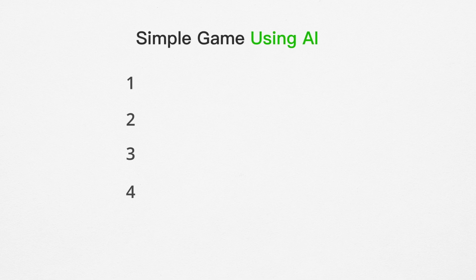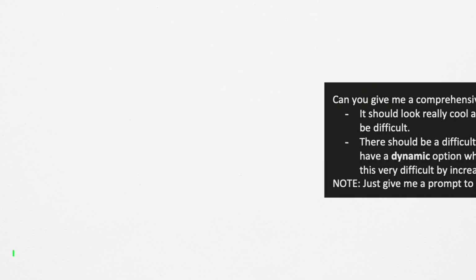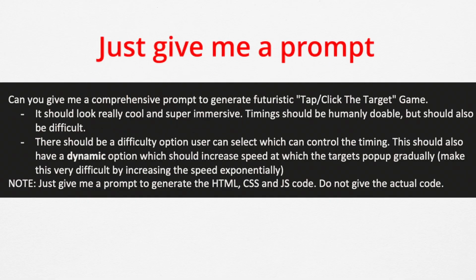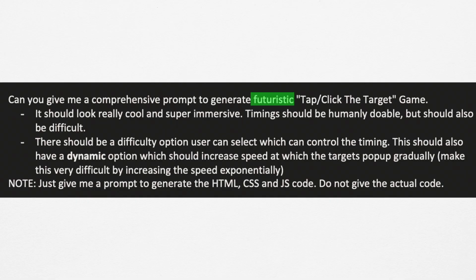First step, get your idea and generate the prompt. This can be used as an input to AI for generating our actual game prompt. So make sure to mention that it needs to generate the prompt only. No code is required at this point. Use high impact words like futuristic, immersive. This helps AI to design our game better.